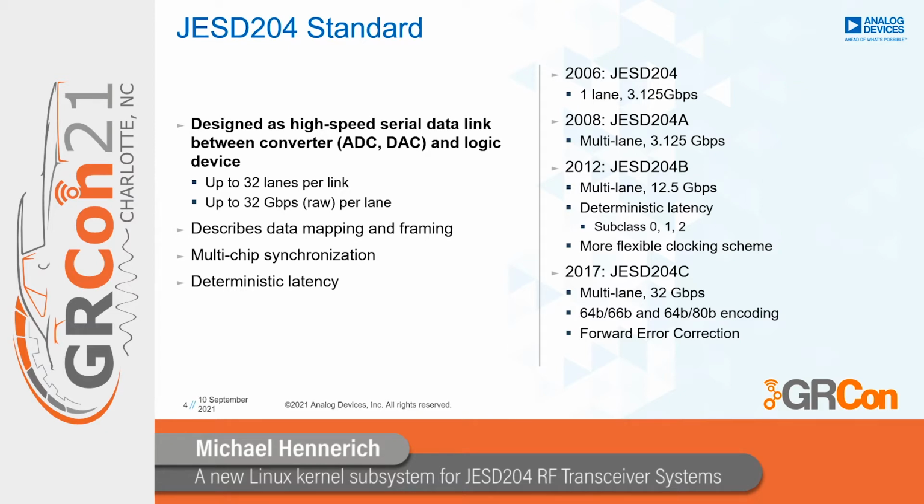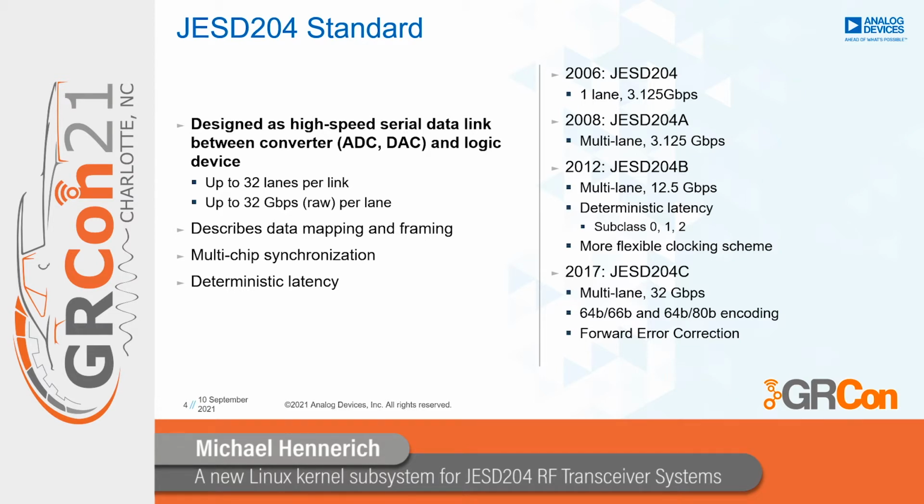Back in 2006, there was only one lane with only 3 gigabits per second defined. Later on, they introduced multi-lane capabilities. In 2012, they raised the maximum lane rates to 12.5 gigabits and also added deterministic latency using subclass 1 and 2. In addition, a more flexible clocking scheme was defined.